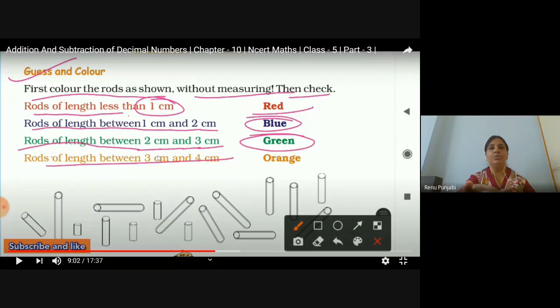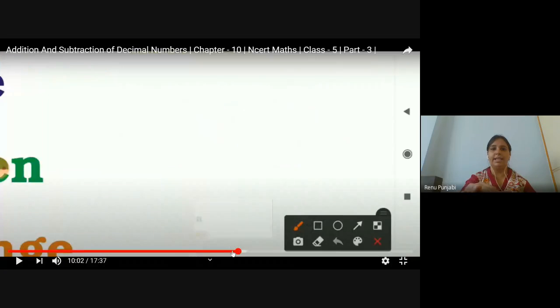Rod of length between 2 centimeter and 3 centimeter, you are going to color it green. जैसे ये 2 centimeter और 3 centimeter के बीच की rod होगी. So जो भी और होंगी इसके अलावा, then you are going to color them green. Am I audible to everyone? Madhuri ma'am, am I audible? Yes, ma'am. Rod of length between 3 centimeter and 4 centimeter. Like this, if I guess this will be 3 centimeter or 4 centimeter में rod होगी, I'm going to color this orange. I'm going to show you the image, ये किस तरीके से colored होंगी.